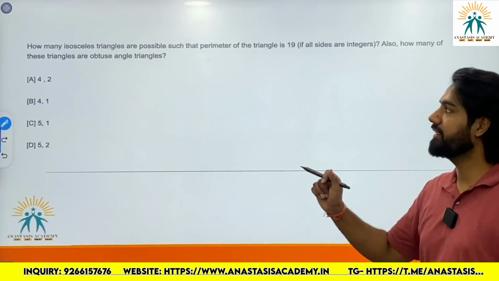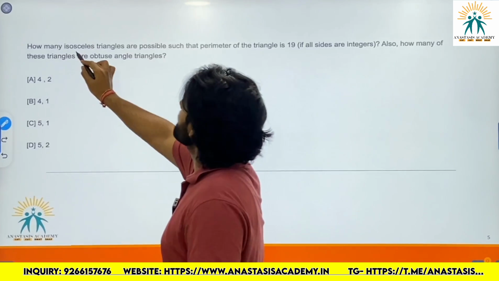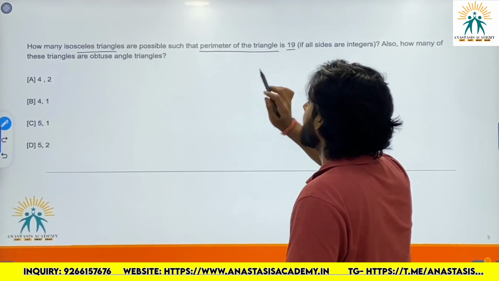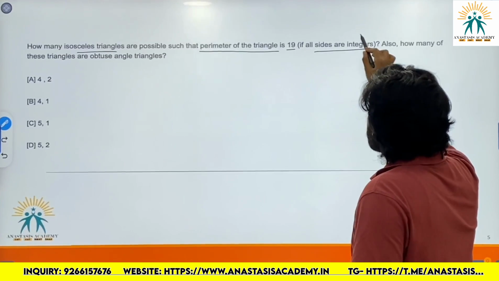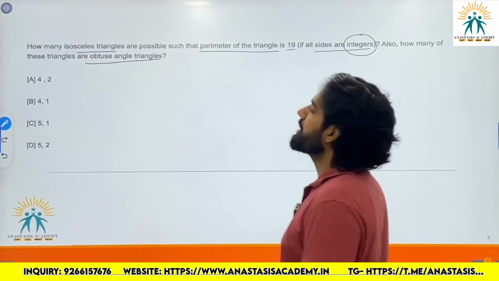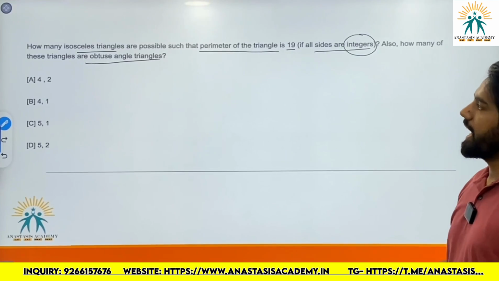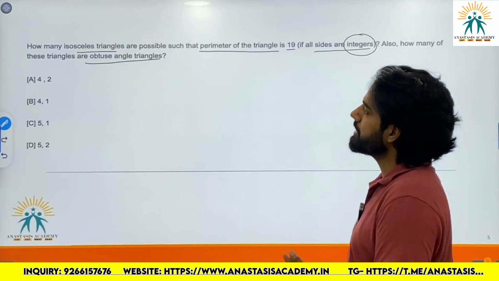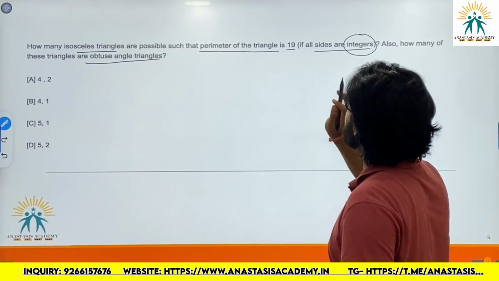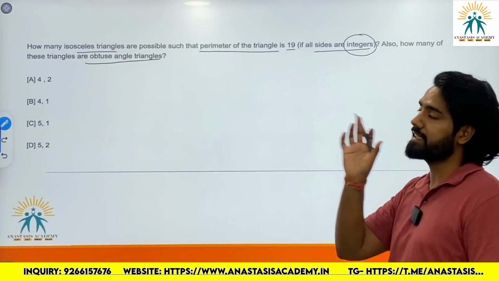Let's solve this question. How many isosceles triangles are possible such that the perimeter of the triangle is 19 if all sides are integers? Also, how many of these triangles are obtuse angle triangles? So, I have to find how many isosceles triangles are possible such that the perimeter of the triangle is 19 if all the sides are integers.